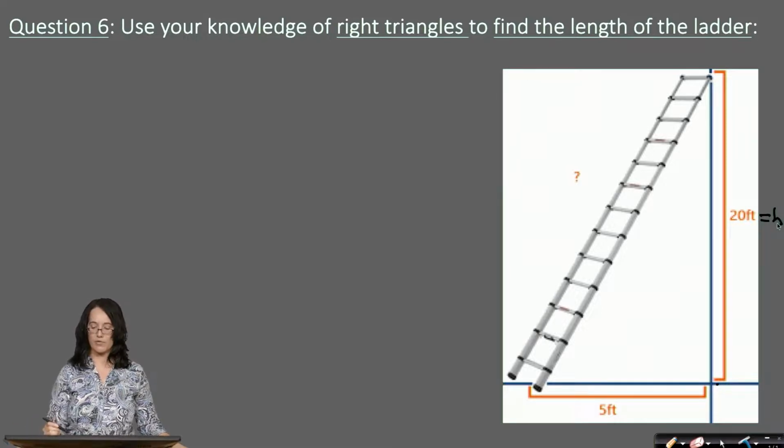We're also told that from the base of the ladder on the ground to the actual beginning of the building, that distance on the ground is 5 feet. So that could be like our B, our base. Okay, so we have one part is 5, another part is 20.